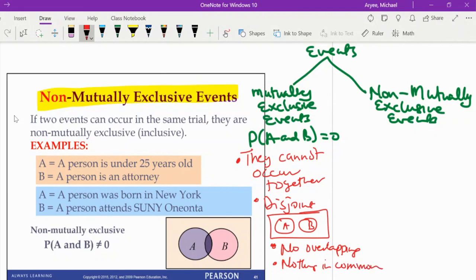Okay, now in the non-mutually exclusive event, this time, so let me make a space here. This time the probability of A and B is not equal to 0. All right, it's something that is greater than 0, not equal to 0.